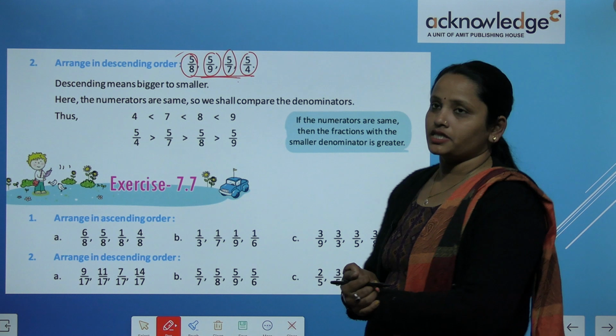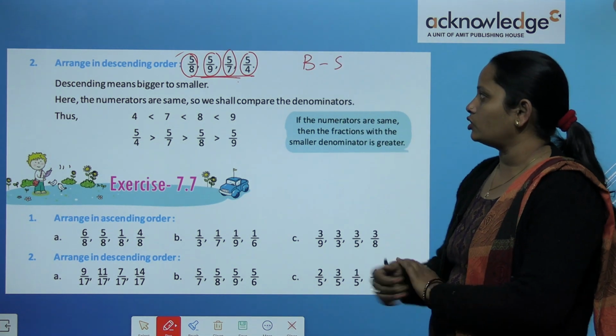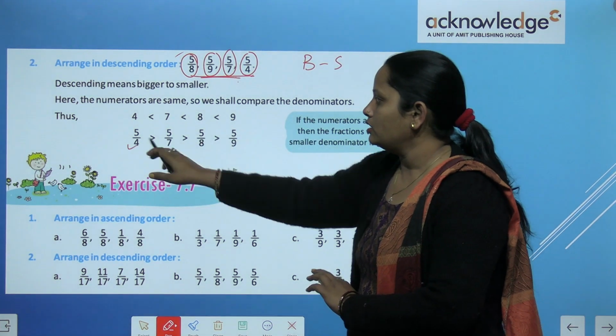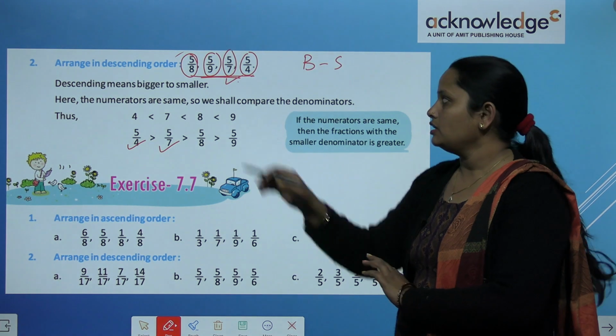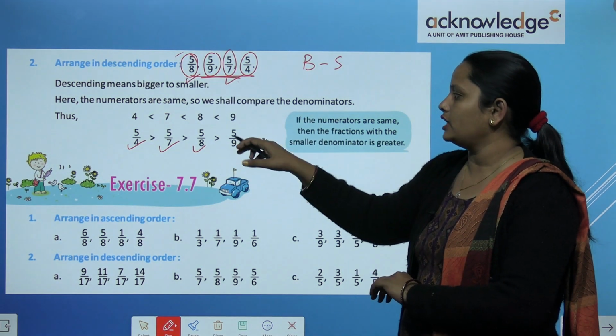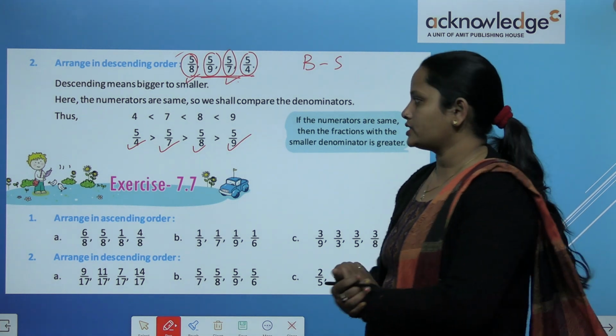तो हमें क्या करना है, डिसेंडिंग ऑर्डर में बिग से स्मॉल की तरफ जाना है. तो बिगर कौन सा हुआ 5/4, फिर उससे 5/7, फिर उसके बाद हुआ 5/8 और नेक्स्ट है 5/9. आई होप दिस इज क्लियर.